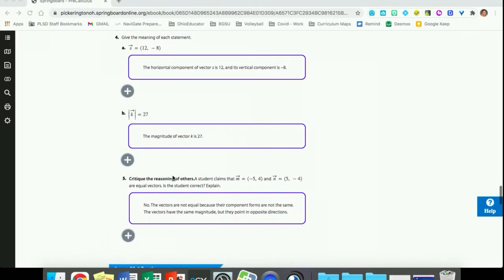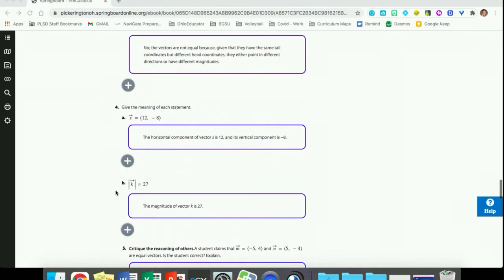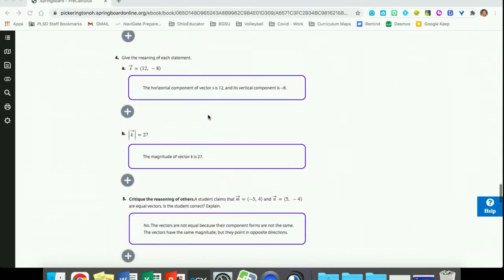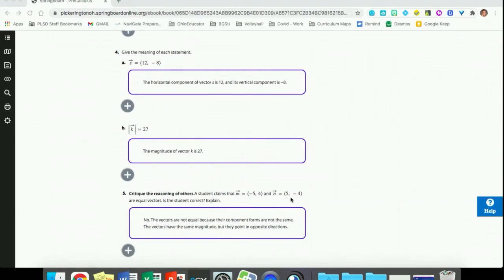And then number 5, it says a student claims that vector M in component form -5, 4 and vector N 5, -4 are equal vectors. Is the student correct, and explain? The student is not correct because the vectors are not equal because their component forms are not the same. So up above, when we were looking at equal vectors, we looked more at the magnitude and the direction. But on number 5, we're actually looking at the component form because we're given that. So it's easier to just look at the component form rather than think about the magnitude and direction here. So the vectors are not equal because the component forms are not the same.